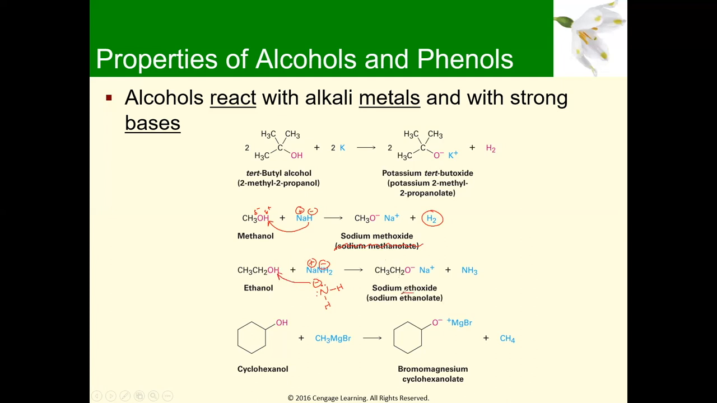okay, to create, in this case, an ethoxide, because it's got 2 carbons in it. So methoxide because it has 1 carbon, ethoxide because it has 2 carbons. And then the other product in this case is ammonia, NH3. So you compare the two, the strongest base of the mix is going to be the sodium amide here. That's why the reaction goes to the right.